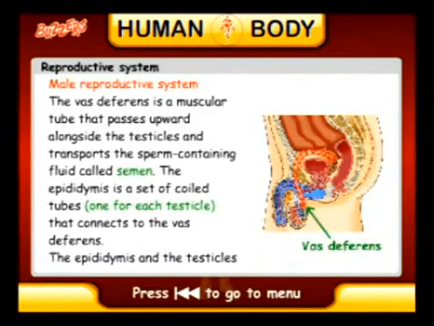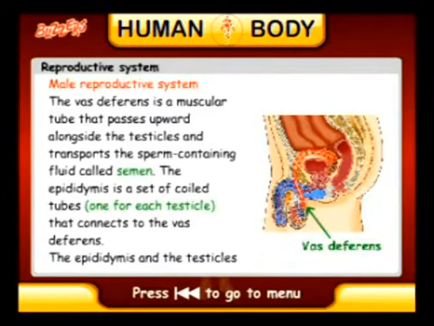The urethra is the channel that carries the semen to the outside of the body through the penis. The urethra is also part of the urinary system because it is also the channel through which urine passes as it leaves the bladder and exits the body.